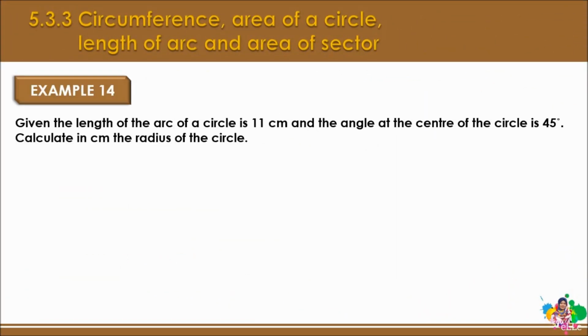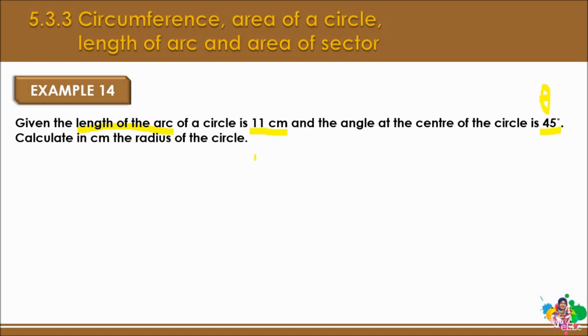Now, example 14. Given the length of arc of a circle is 11 centimeter. This one is the length of arc. And the angle at the center of the circle is 45 degrees. This one is theta. Calculate in cm the radius of the circle.